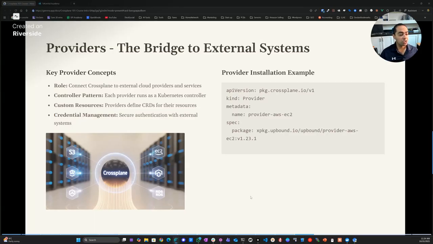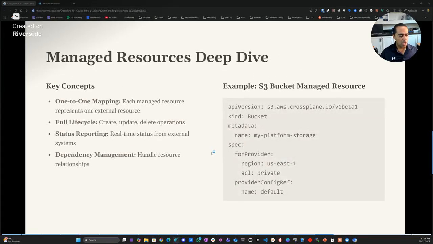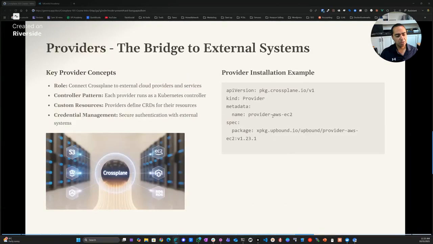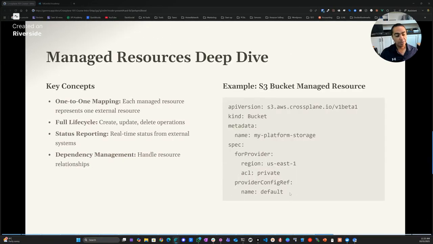Providers, they're the bridge to external systems. The YAML for it looks something like this, and it basically, like I said, ties your external system to Crossplane. So now we can use this provider to provision EC2 instances, for example, inside of AWS. Managed resources. Now that we have a connection into AWS, we want to create, let's say, an S3 bucket. We can do so with YAML config like this. You can see here we're specifying what region. The ACL is private for this S3 bucket, and the provider configuration is this default provider that we created here. And that should go out and spin up the S3 bucket for us.